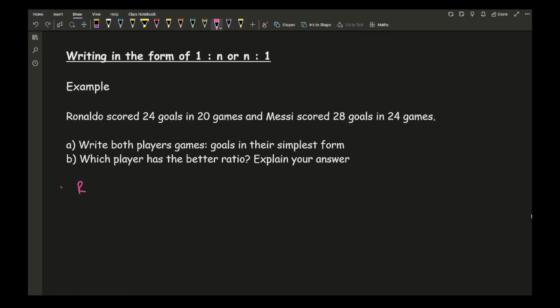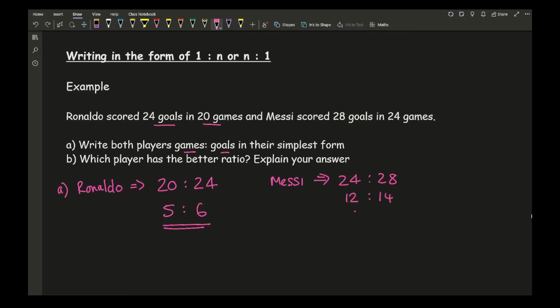So if we look at Ronaldo, let's just write A. It wants games to goals, which is the opposite order to how it's written in the question. So for Ronaldo, it's going to be 20 to 24. I can simplify that because they're both divisible by 4, so that's 5 to 6, and there is its simplest form. For Messi, his games is 24 and his goals is 28. Again, I'm going to keep going until I can't go any more. So I've got 12 to 14, 6 to 7, and there is my final answer.